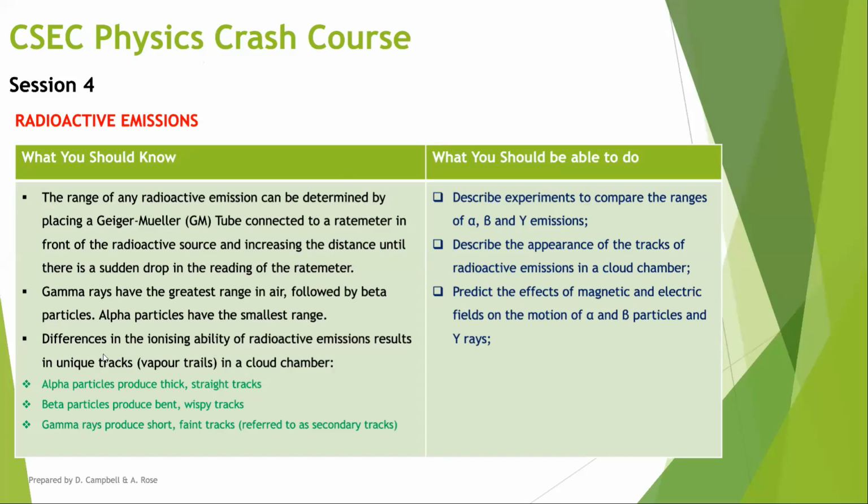All right, ionizing ability. When radiation comes in contact with other molecules, it can strip electrons from them. This is called ionization. Sorry. So which of these have the greatest ionizing power? Now, how you can detect this ionizing power is to use what is called a cloud chamber.